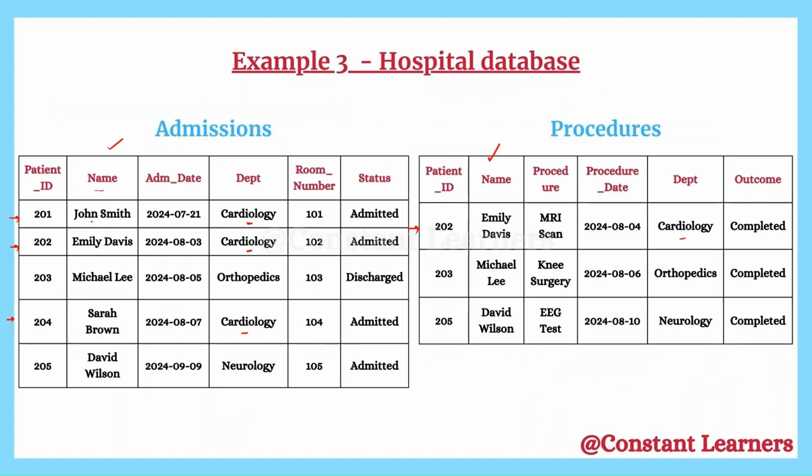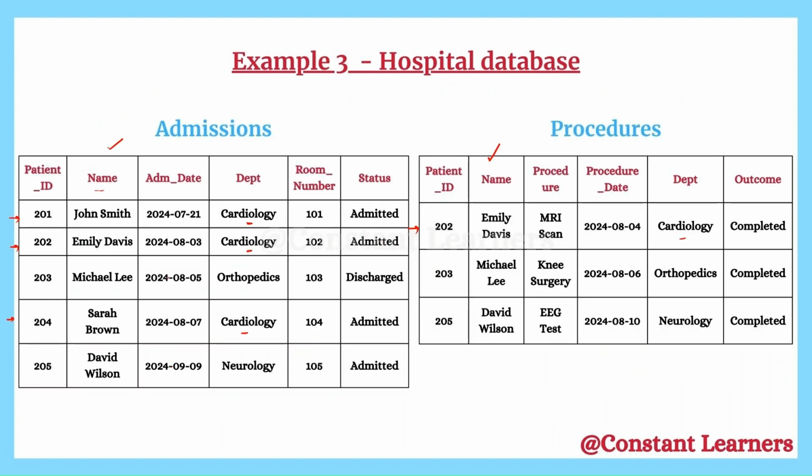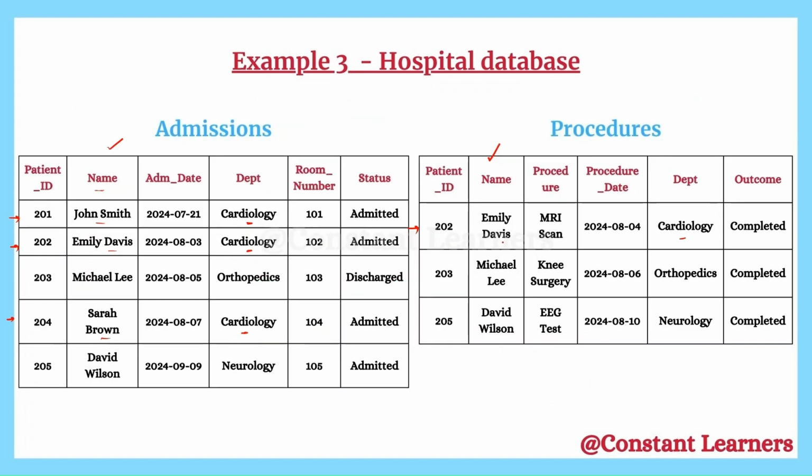Now, here we have John Smith. See, the first query, that is this query, will give us these three patients. That is John Smith, who is in the cardiology department, Emily Davis in the cardiology department, and Sarah Brown also from the cardiology department. And the second part of the query, that is this one, is going to give us only this patient, Emily Davis from the cardiology department.